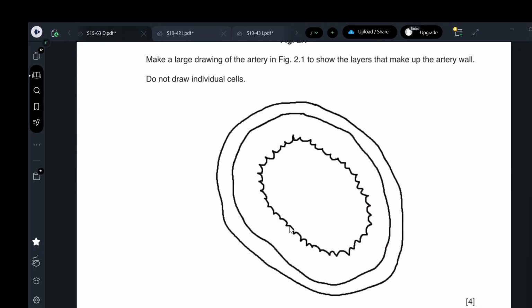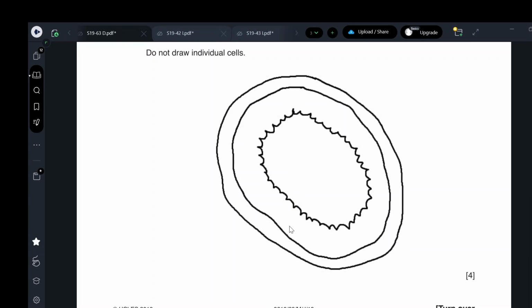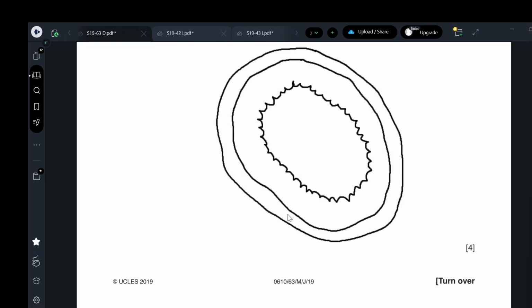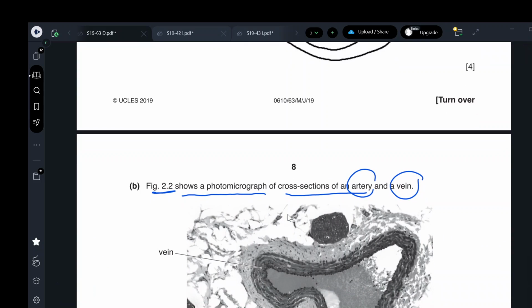Okay? This is the drawing. Do not draw individual cells. He said a large drawing. I do not need labels here. 4 marks. 2 marks for clear outline and large drawing. And then 1 mark for the layers. The 4th mark is for the wrinkled edge. Of course, after the drawing question, he gives you a magnification question.